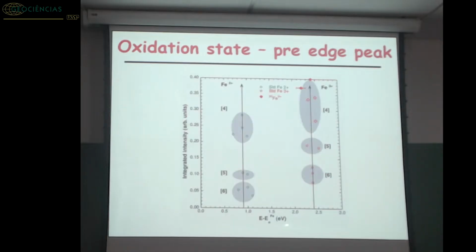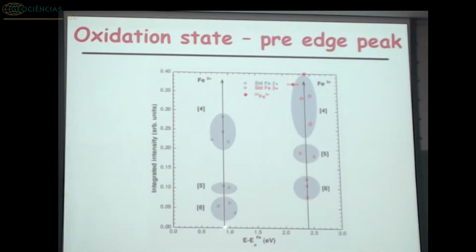And if we plot the energy of this pre-edge peak, where 0 refers to the edge energy of metallic iron, which is 7,112 electron volts, all the divalent iron model compounds have pre-edge peaks in this range of energies. And all the trivalent iron model compounds have pre-edge peaks in this very narrow range of energies.